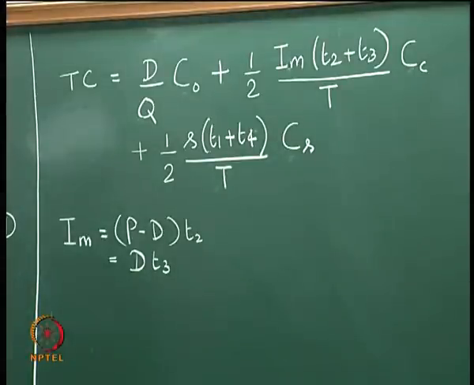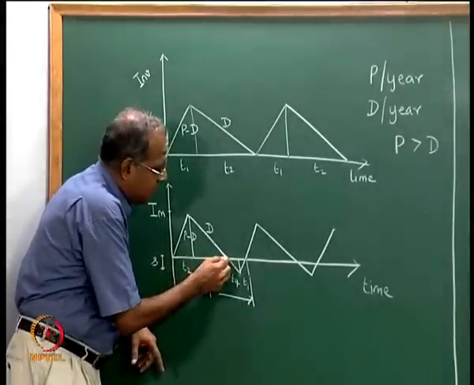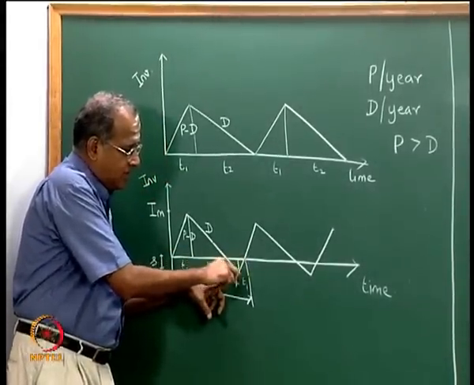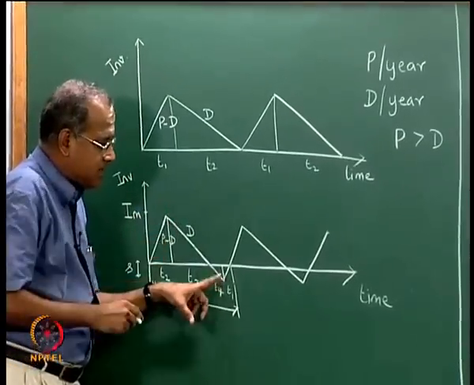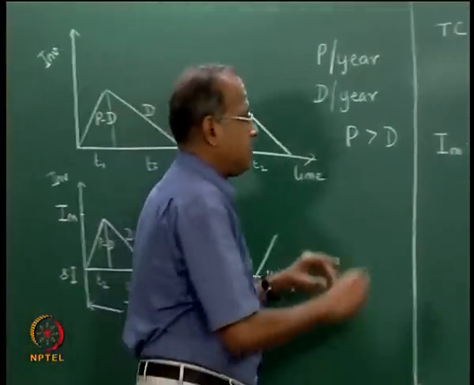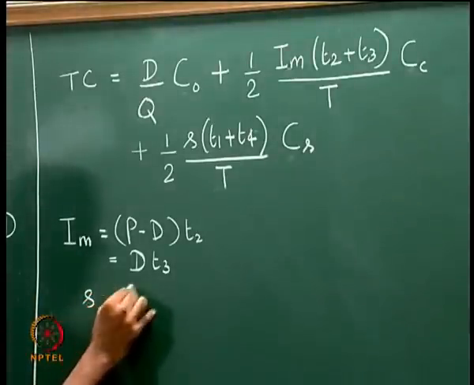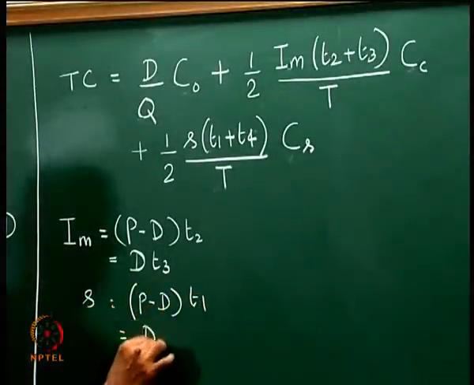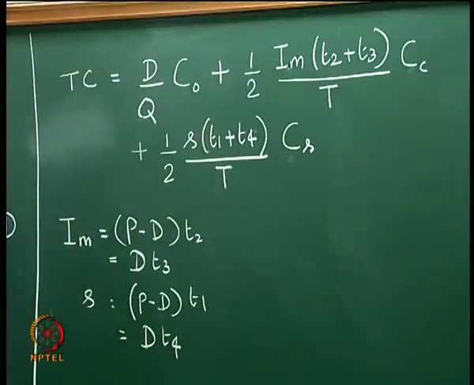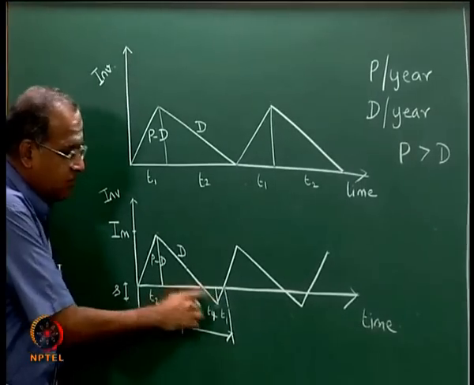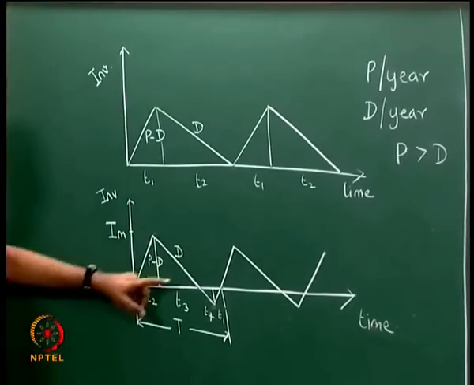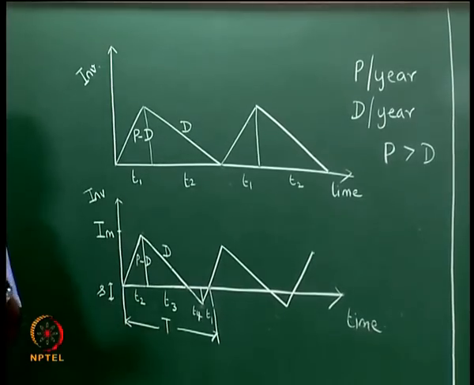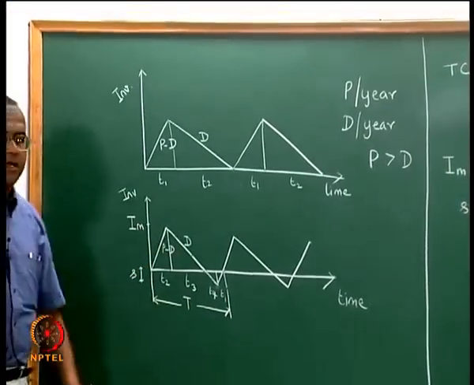Now, S, which is the quantity that we have here. Now, from here S is this quantity. So, S, the quantity backordered, is P minus D into T1. So, S is equal to P minus D into T1, which is also equal to D into T4, because this is the consumption for demand at the rate of D for a period T4, that is the backorder. So, S is equal to D into T4.